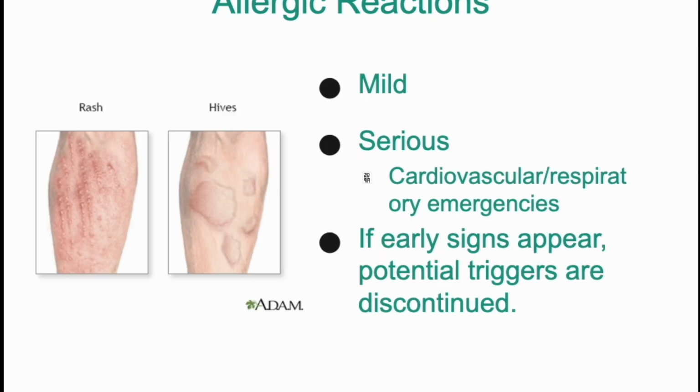Let's start off with allergic reactions. We have mild allergic reactions, including skin redness, hives, or raised patches. If early signs appear, potential triggers should be stopped immediately. Allergic reactions can develop within 2 to 20 minutes and last up to 36 hours. H1 and H2 receptor antagonists, like Benadryl, are used to counteract the release of histamines.